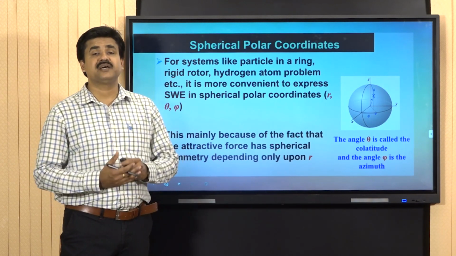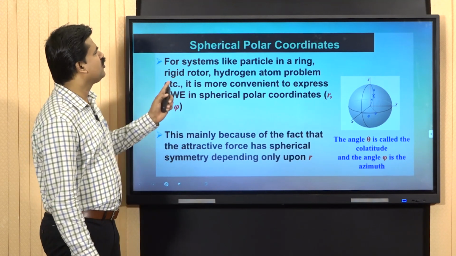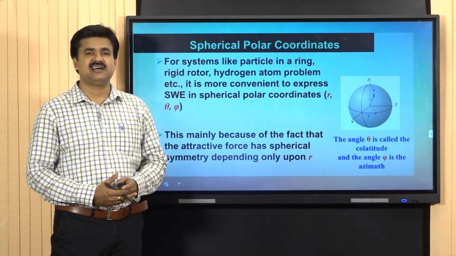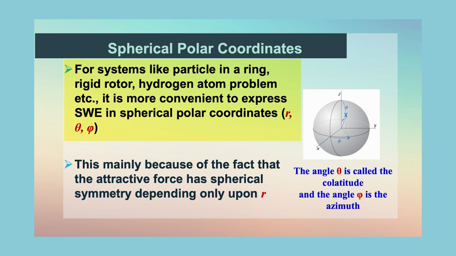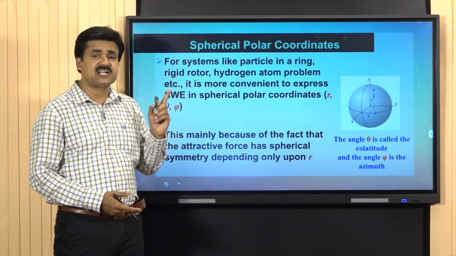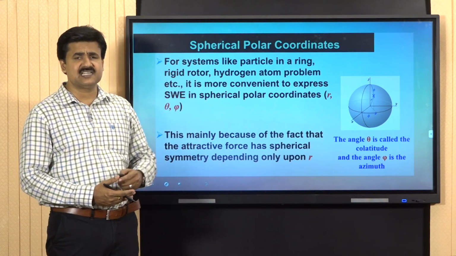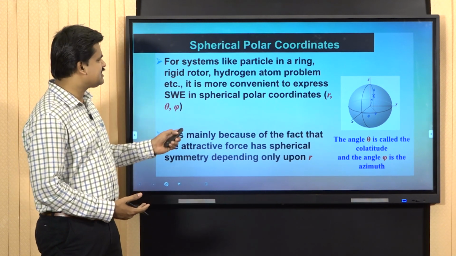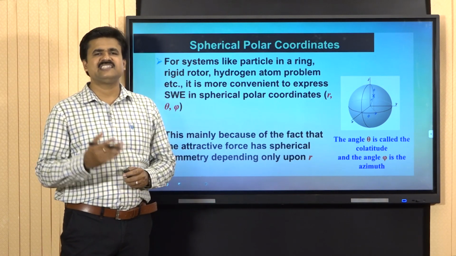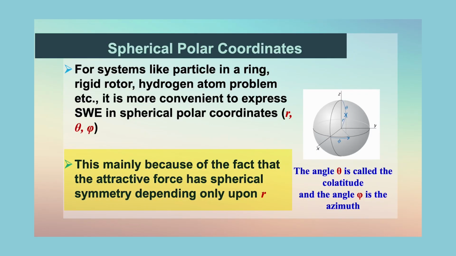First of all, the spherical polar coordinates. For systems like particle in a ring, rigid rotator, hydrogen atom problem, etc., it is more convenient to express the Schrodinger wave equation in spherical polar coordinates. The spherical polar coordinate system consists of three variables. They are r, theta and phi. We can move on to the details of that in coming slides. This expression in spherical polar coordinates is mainly because the attractive force has spherical symmetry, depending only upon the value of r.